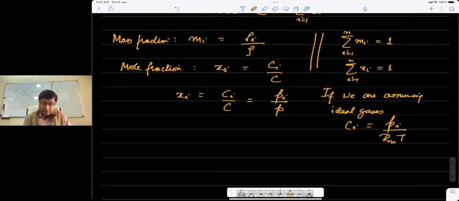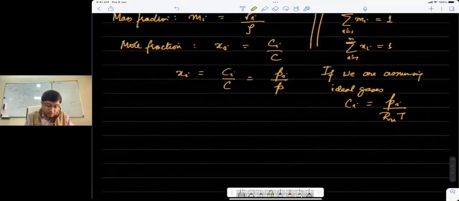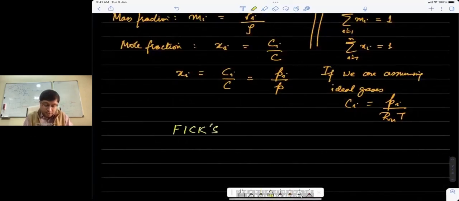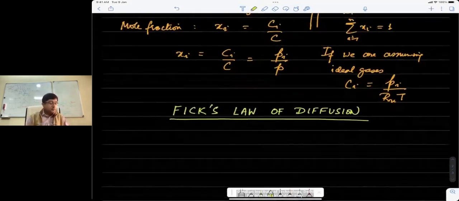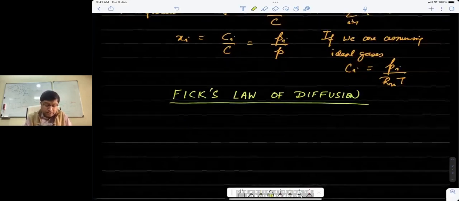Okay, so this is just to set up some groundwork for what we now get to, diffusion mass transfer. Diffusion mass transfer is given in terms of another phenomenological model, which is called Fick's law of diffusion. Similar to Fourier's law of heat conduction, Fick's law of diffusion states something about the flux. In Fourier's law we said flux is proportional to temperature gradient. Here again we will say flux is proportional to a concentration gradient.